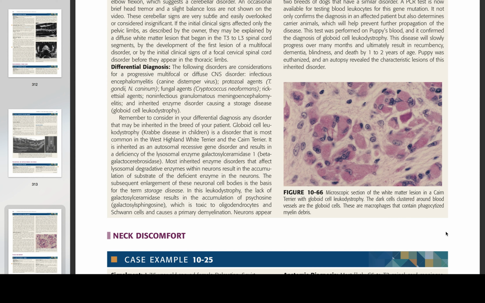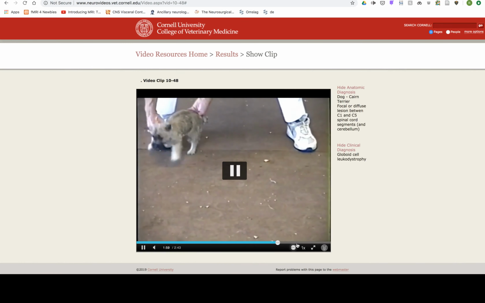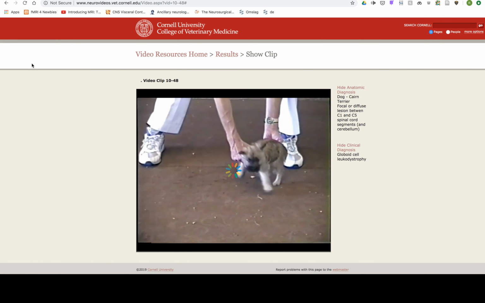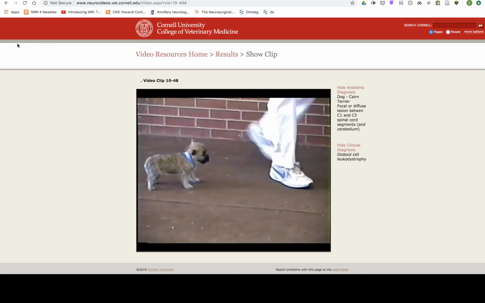A PCR test is now available for testing blood leukocytes for this gene mutation. It not only confirms the diagnosis in an affected patient but also determines carrier animals, which will help prevent further propagation of the disease. This test was performed on Puppy's blood, and it confirmed the diagnosis of globoid cell leukodystrophy. This disease will slowly progress over many months and ultimately result in recumbency, dementia, blindness, and death by 1 to 2 years of age. Puppy was euthanized, and an autopsy revealed the characteristic lesions of this inherited disorder.